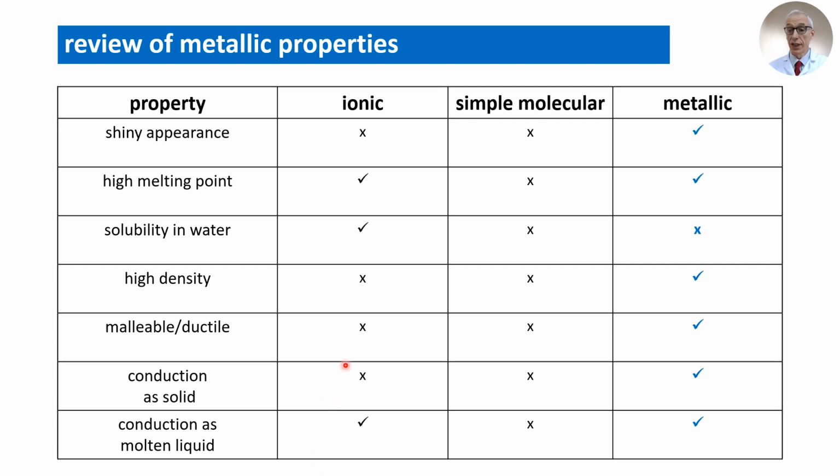So here are the typical properties. Shiny appearance, limited to the metals. High melting point, ionic substances and metals have high melting points. Solubility in water, ionic substances dissolve in water. Simple molecular may or may not, but it's not a typical property. Metals do not in general. High density, that's typical of most metals. Malleability and ductility, the ability to be bent or to change shape, a property exclusively of metals.